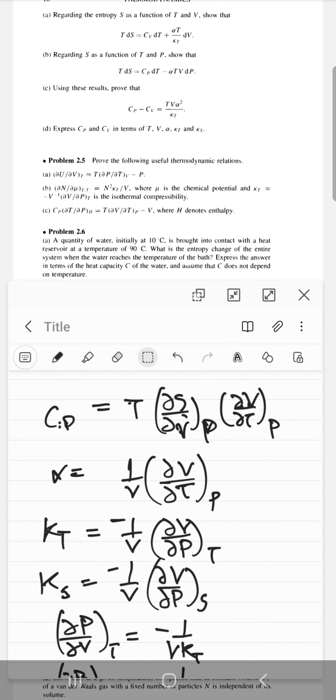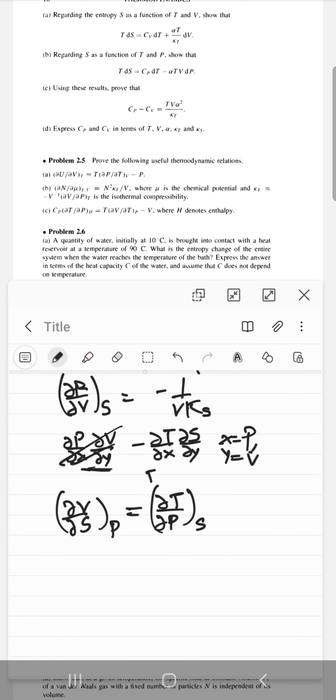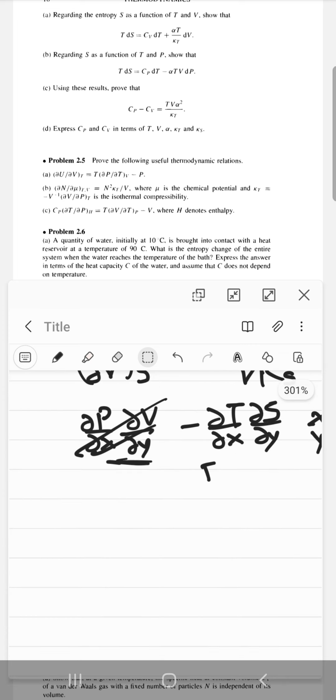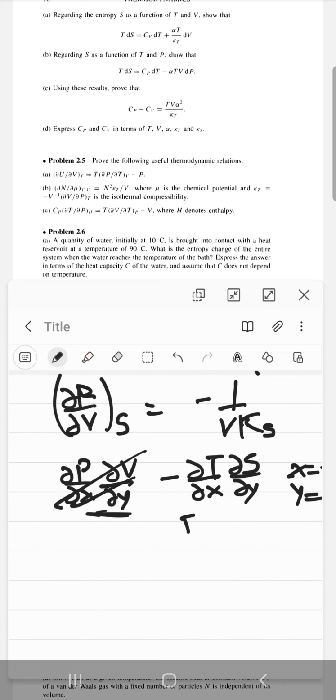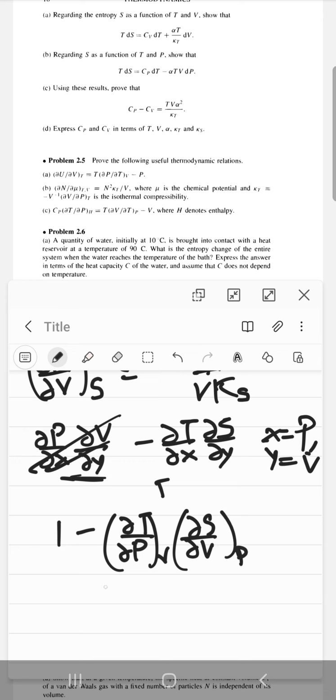So you're going to put x equal to v and y equal to p, or the opposite, doesn't even make any difference. So what do you get? You get something like, so it's 1. This stuff is just minus partial t by partial p at constant volume, partial s by partial v at constant pressure, that's equal to partial t by partial volume at constant pressure.